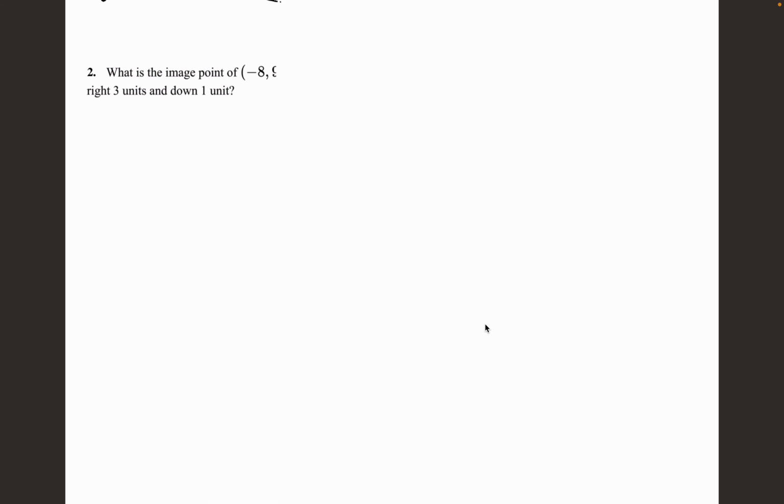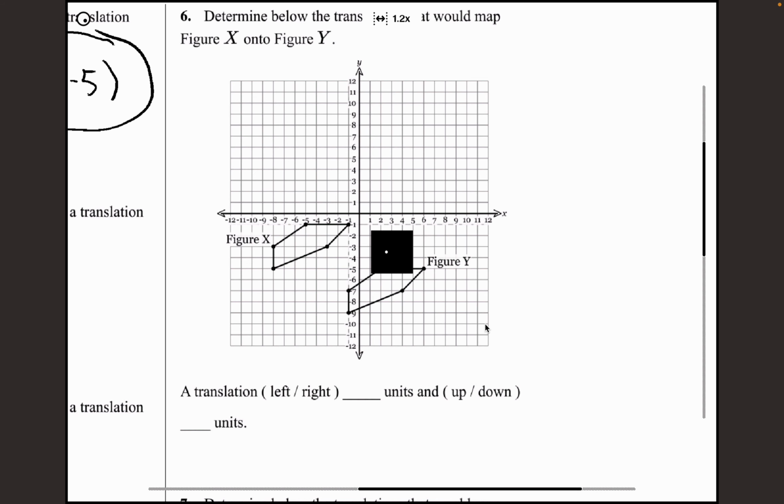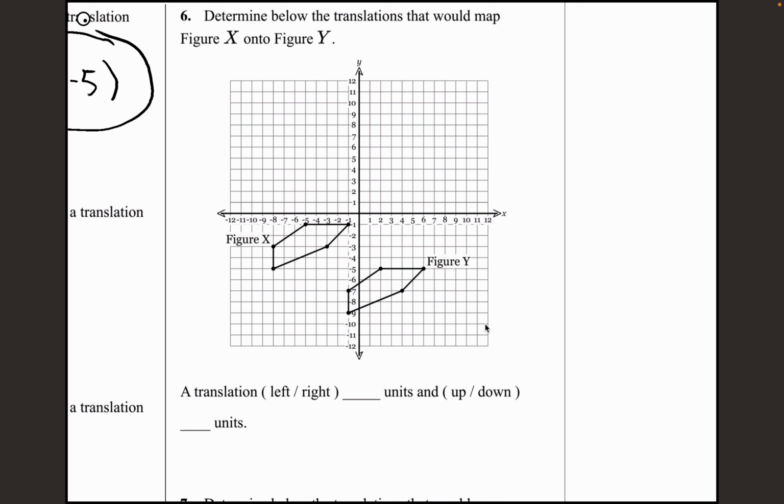I don't think we need to do questions 4 and 5. Let's look at 6. Let me try to zoom in if I can. Oh, there we go. This says, determine the translation that would map figure X onto figure Y. So we have to figure out if the translation is going left or right, and how many units, and if it's going up or down, how many units.